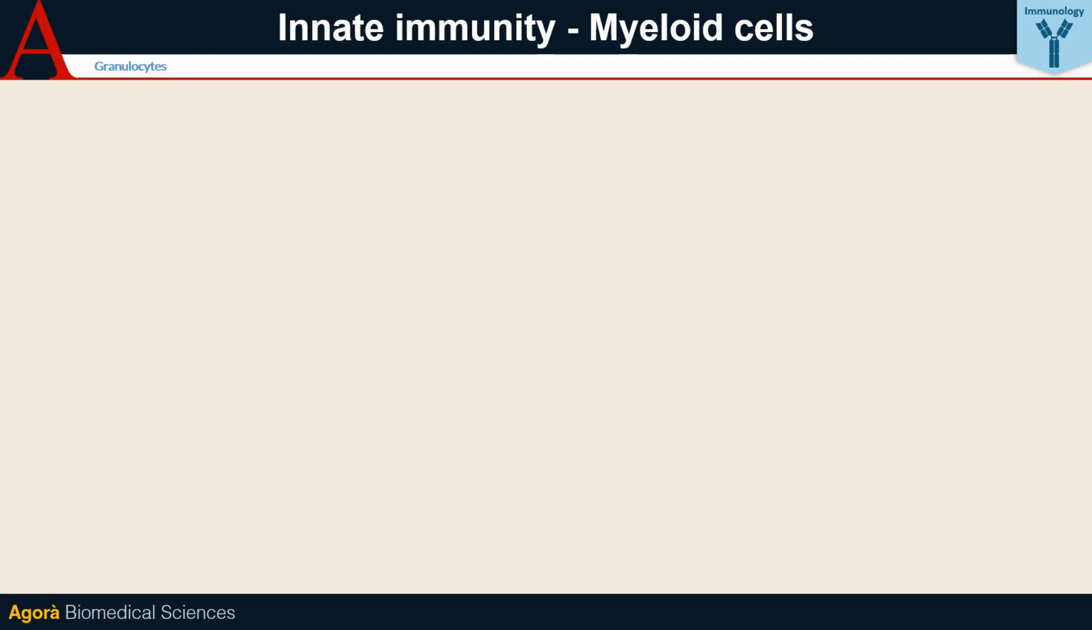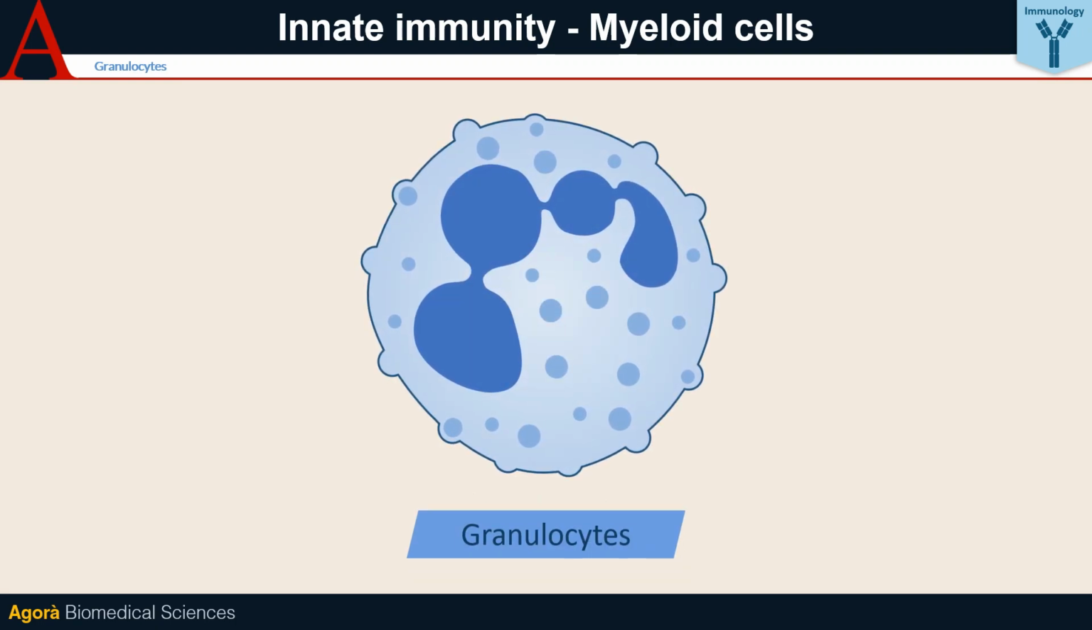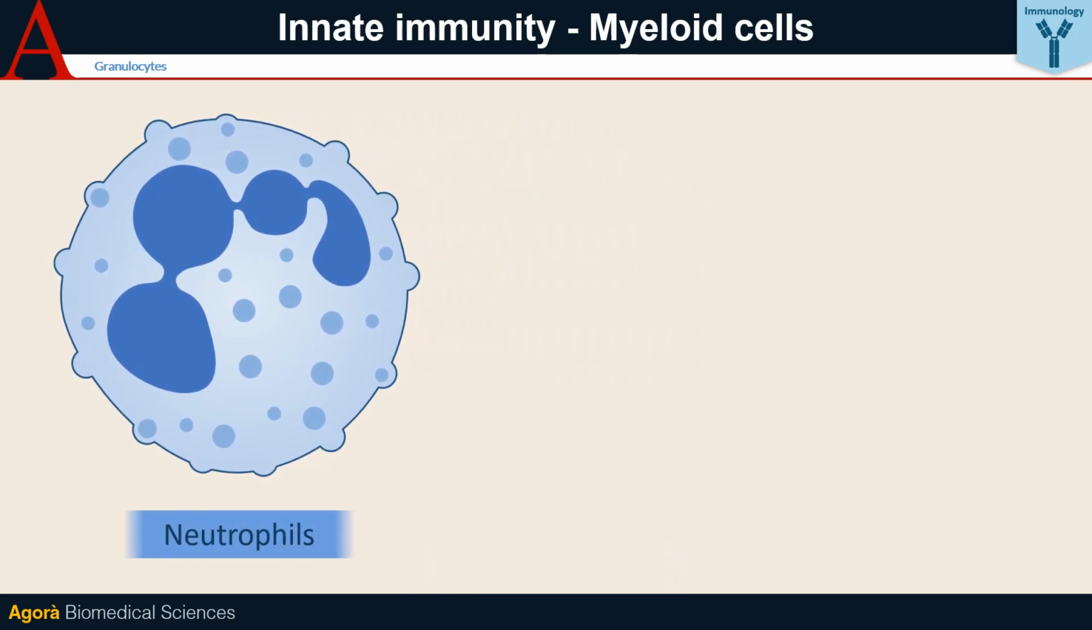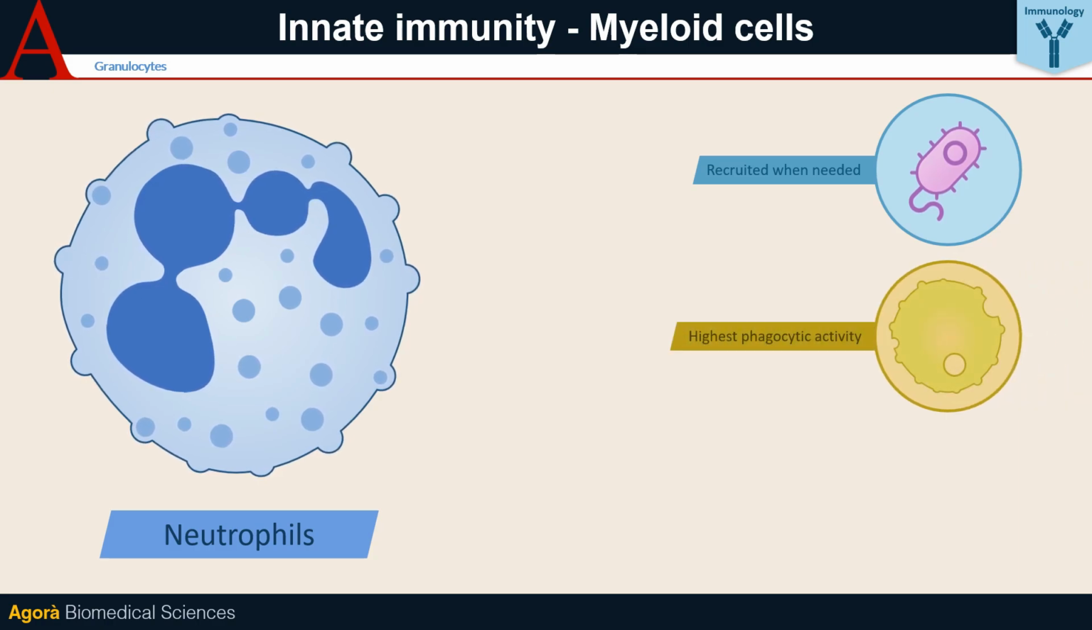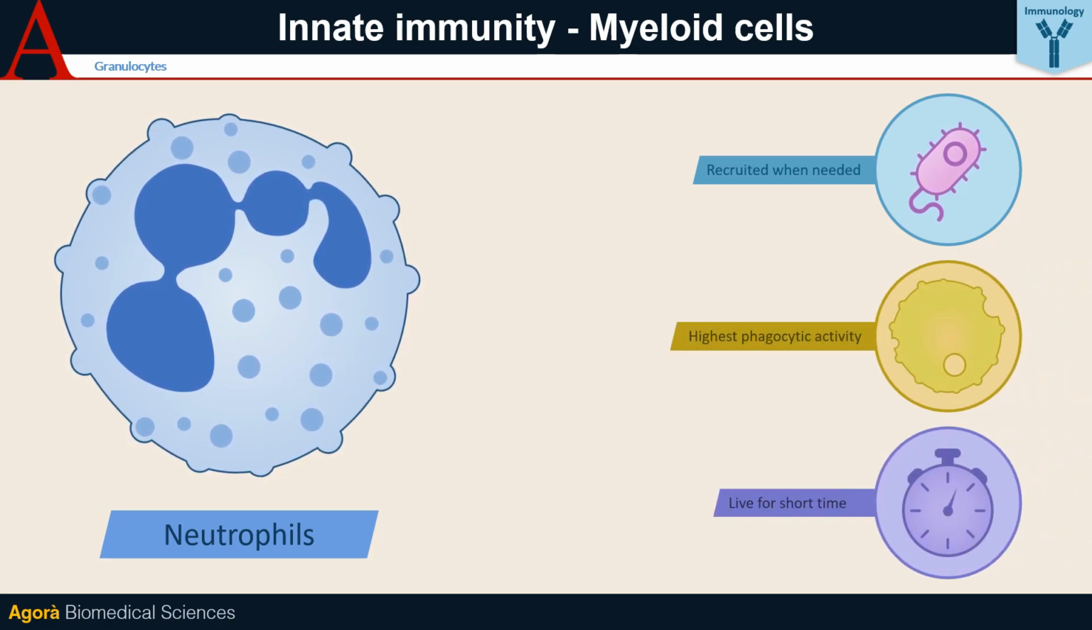Alongside monocytes and macrophages, granulocytes are another important class of phagocytes, and neutrophils play a key role among them. Unlike macrophages, neutrophils are not present in tissues under physiological conditions, but are only recruited when needed, in infection or damage. They have the highest phagocytic activity, but live for a short time, unlike macrophages. They are therefore crucial in providing a first-line response.